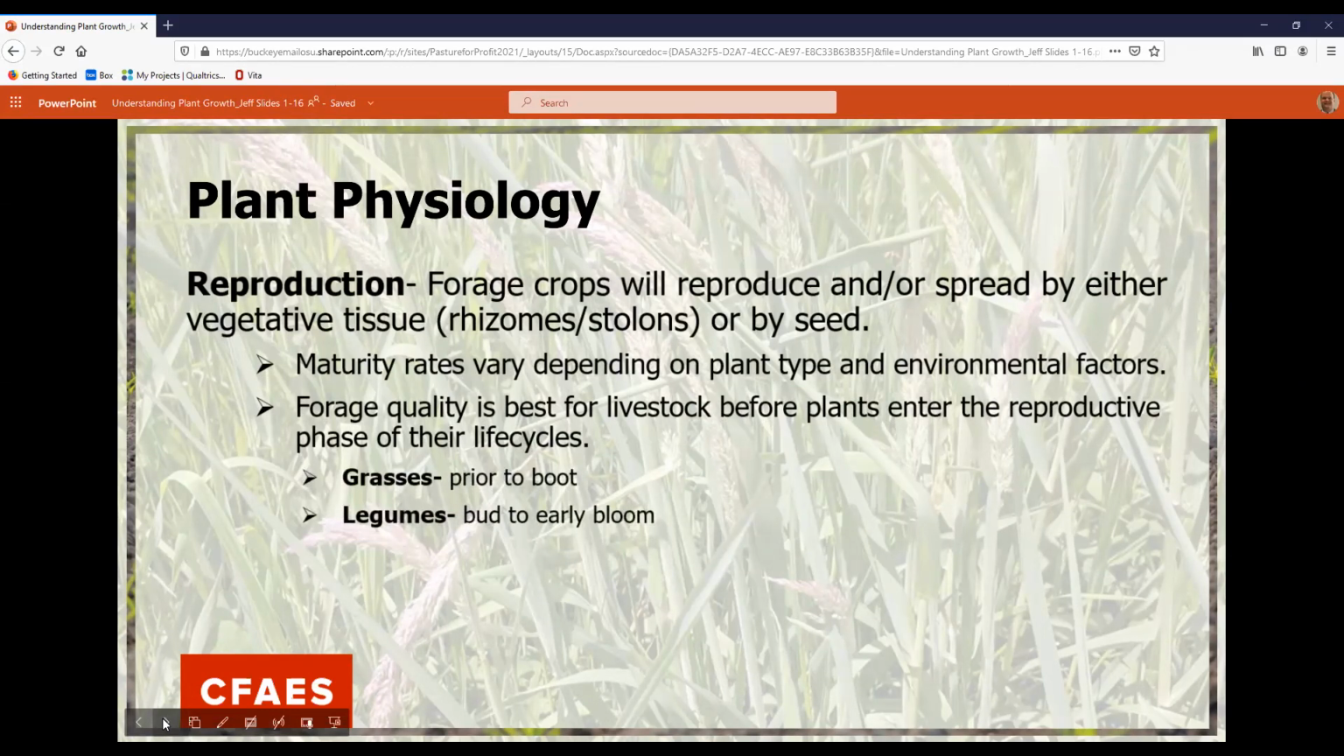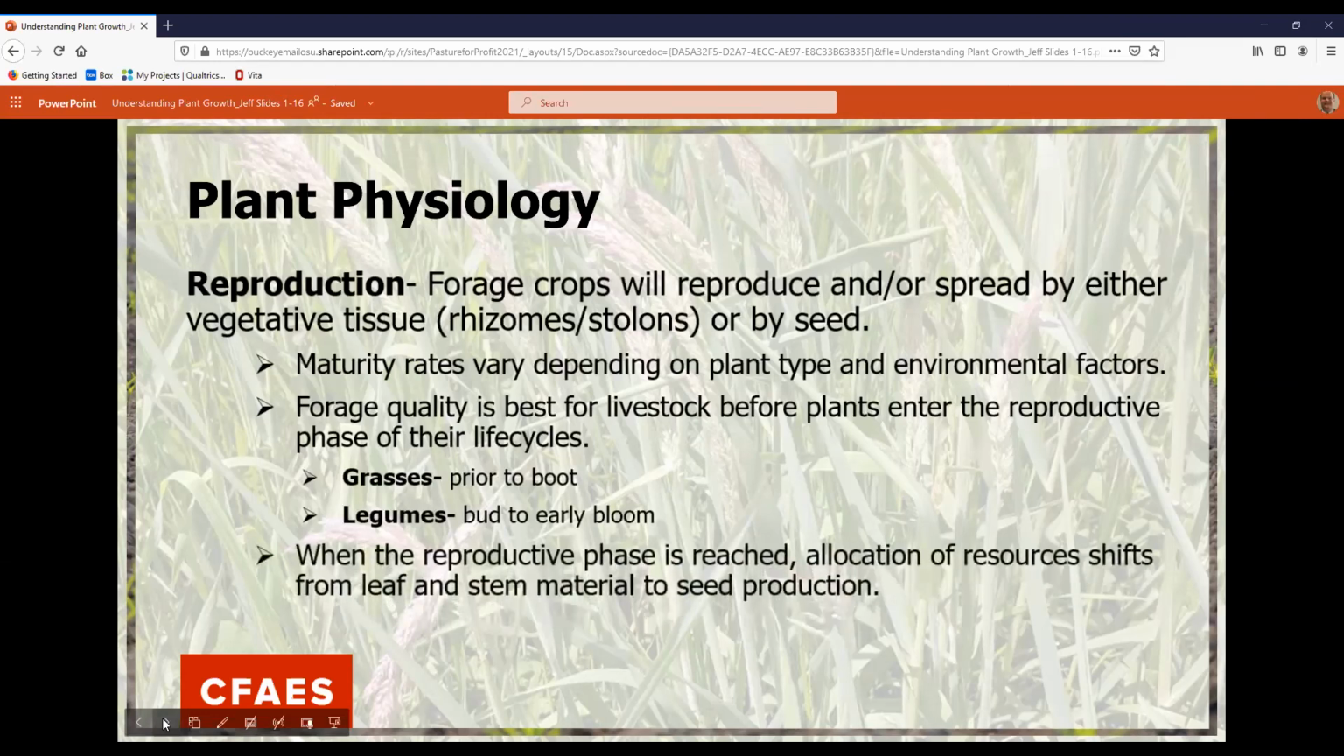And that stage for grasses is prior to boot. For legumes, it's bud to early bloom. When the reproductive stage is reached, the plant shifts its resources from the leaf and stem to seed production. And some grasses will actually shut down or retard basically any basal buds from sprouting.